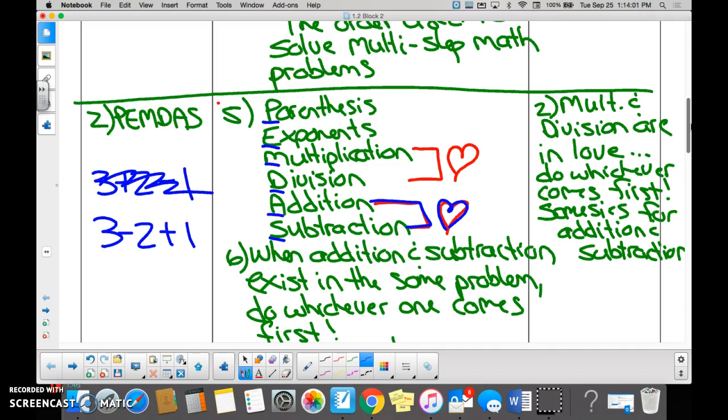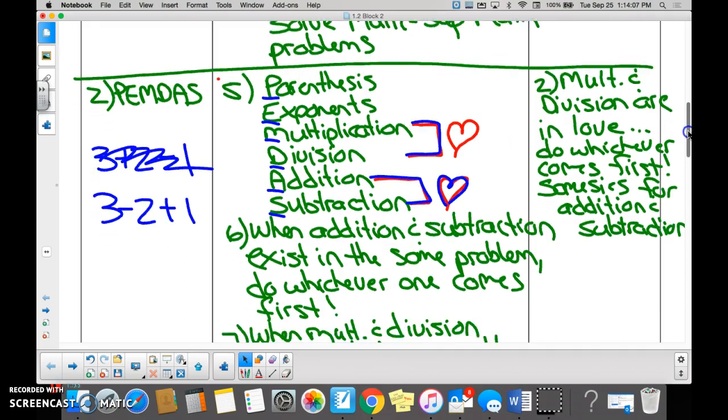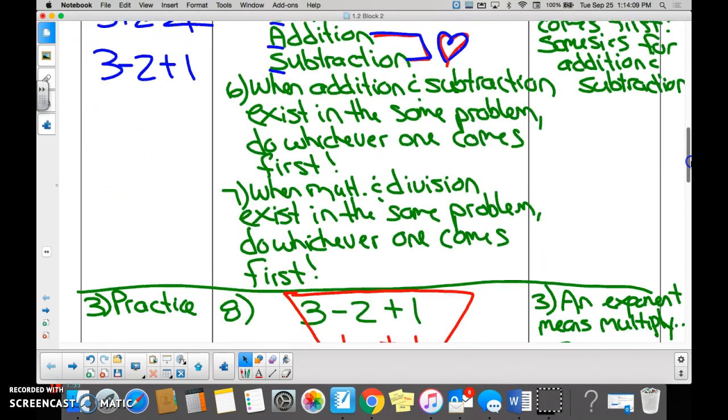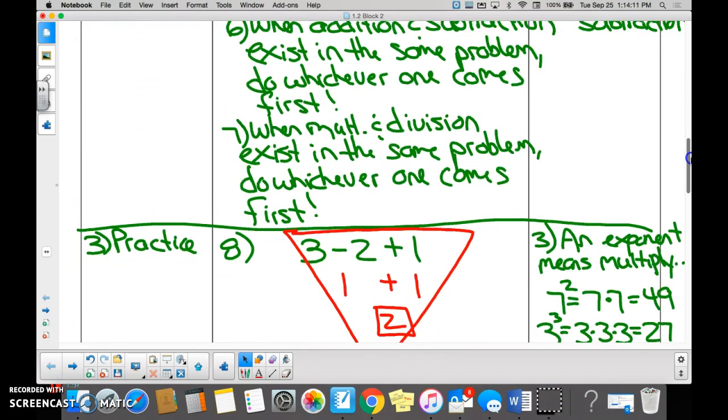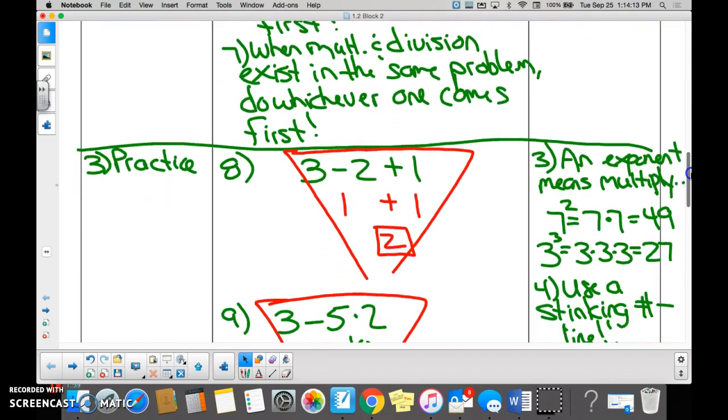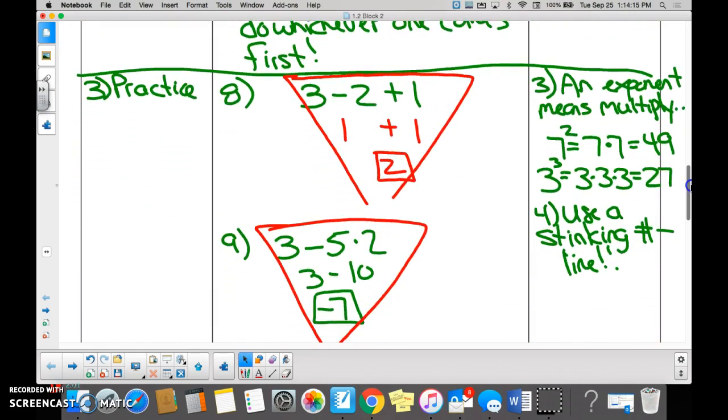Yes or no? Yes. Are multiplication and division the same? Yes, they are the exact same. So we rewrote the rules down here on number 6 and number 7. Main idea number 3 is where we did our practice.